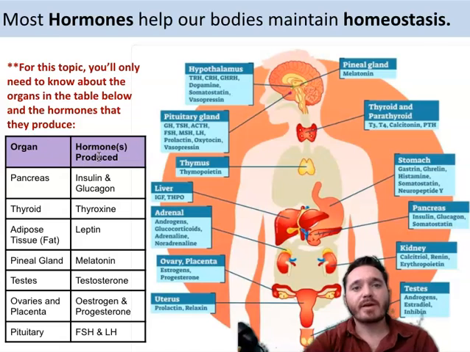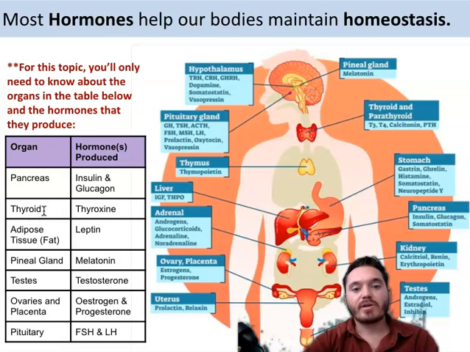So for this topic, you need to know about these different organs and these different hormones that they produce. You've got your pancreas over here, which is going to be producing insulin and glucagon. That's going to help to regulate what? Your blood glucose levels, right?